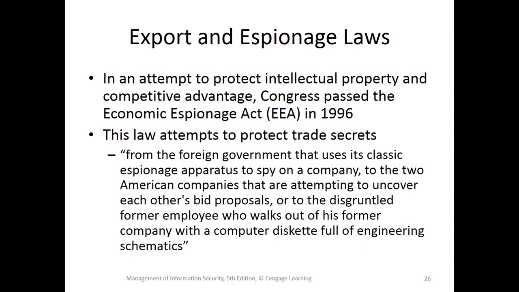Export and espionage laws. Wow, these can actually get pretty serious. Basically, the Economic Espionage Act, the EEA, was developed to protect intellectual property and competitive advantage. In 1996, Congress enacted the Economic Espionage Act. Basically, it was there to protect trade secrets from a foreign government that uses its classic espionage apparatus to spy on a company, from two American companies that are attempting to uncover each other's bid proposals, or from disgruntled former employees who walk out of their former company with a computer diskette full of engineering schematics. Well, not necessarily a diskette, maybe a thumb drive or a DVD of information.